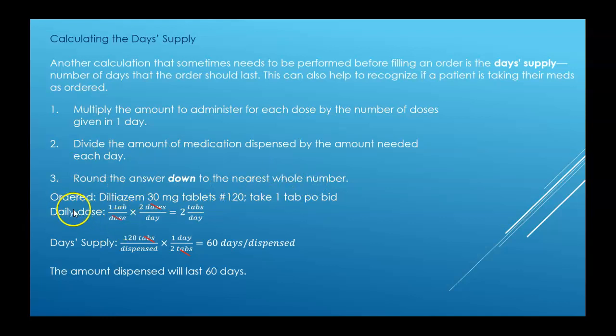So, if we order Diltiazem, 30 milligram tablets, and we give 120 tablets, and it says take 1 tablet by mouth twice a day. So 1 tablet by mouth twice a day is 2 tablets a day. We have 120 tablets, so this should last 60 days.